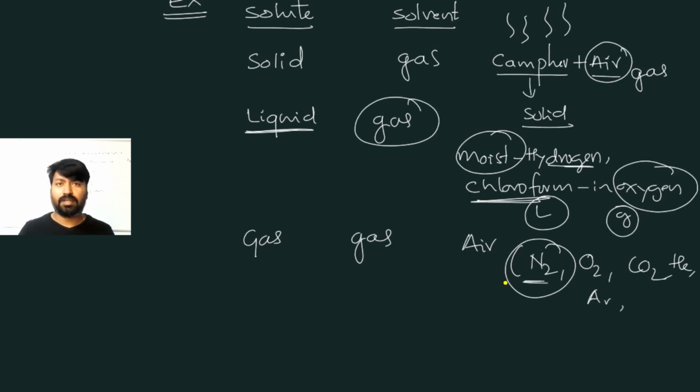Or I can ask you a question like, what is the solvent in the air? The answer is nitrogen. What are the solutes in the air? The solutes may be oxygen, carbon dioxide, argon, helium, neon, any type of gas you can write there. The solvent should be nitrogen, because nitrogen in the atmosphere is present in a larger quantity, and we classify the solutions in 3 categories depending upon the nature of the solvents.